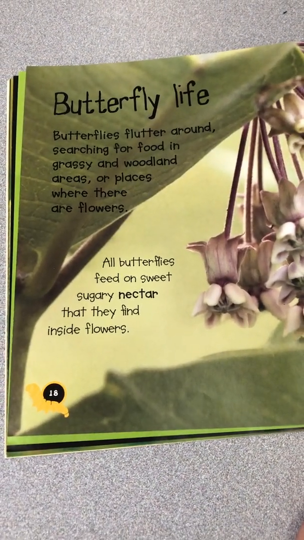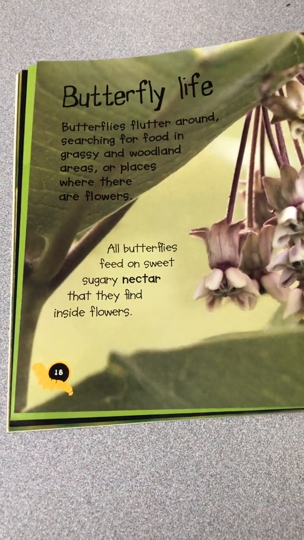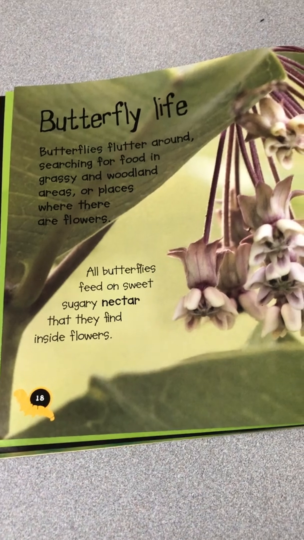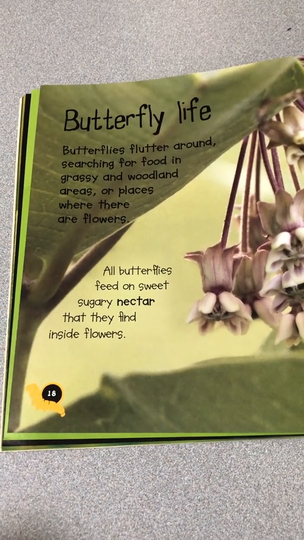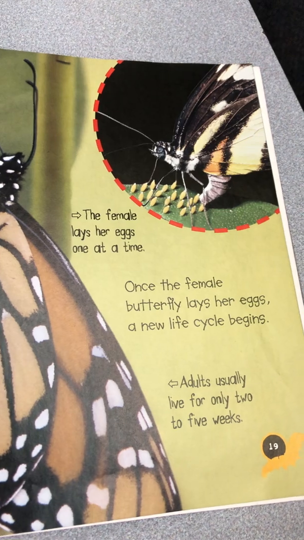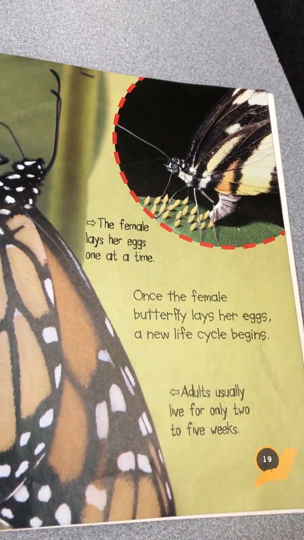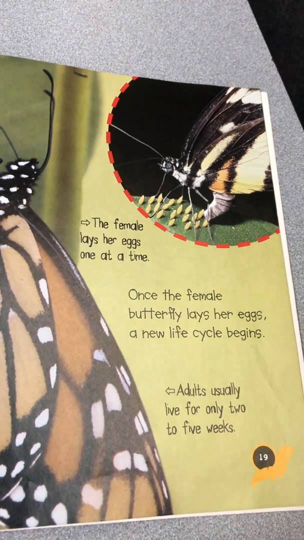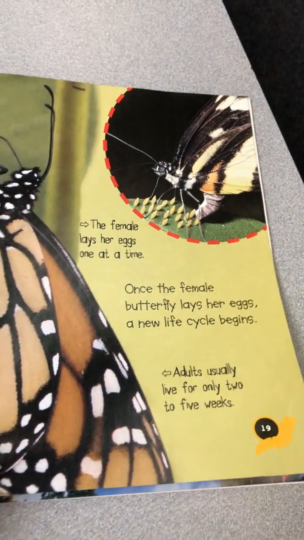Butterfly life. Butterflies flutter around searching for food in grassy and woodland areas or places where there are flowers. All butterflies feed on sweet, sugary nectar that they find inside flowers. The female lays her eggs one at a time. One of the female butterflies lays her eggs. A new life cycle begins. Adults usually live for only 2 to 5 weeks.